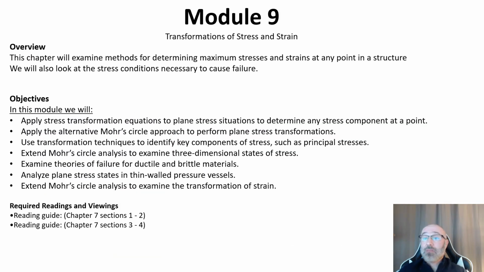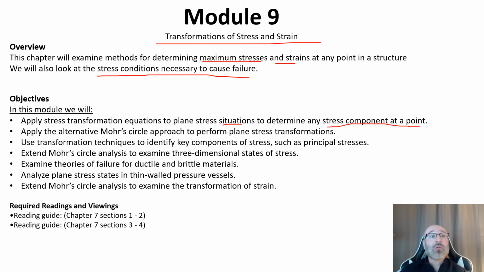So as we begin Module 9, we'll be taking a look at the transformations of stress and strain. So this chapter will examine the methods for determining the maximum stresses and strains at any point in a structure. Now we're also going to take a look at the stress conditions that are necessary to cause failure. So within this module, we're going to look at a couple different things. First, we're going to take a look at the application of stress transformation equations to plane stress situations in order to determine any stress component at a point.